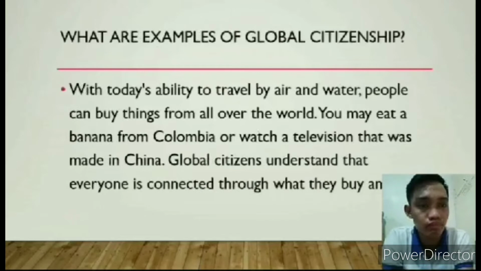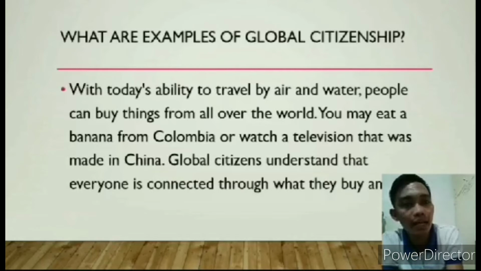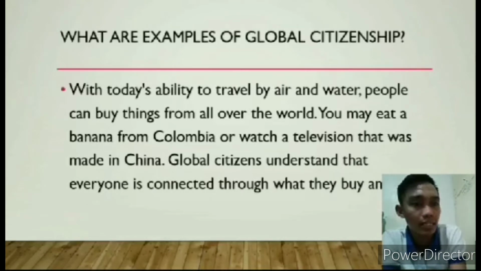So, what are examples of global citizenship? With today's ability to travel by air and water, people can buy things from all over the world. You may eat a banana from Colombia or watch a television that was made in China. So that is an example of global citizenship. Understand that everyone is connected through that device.